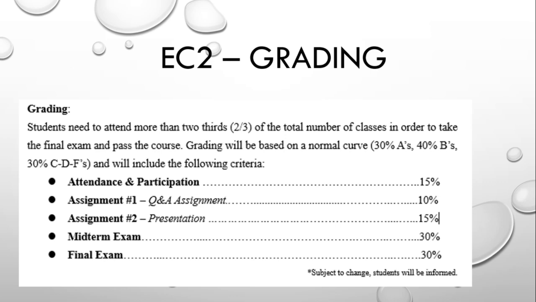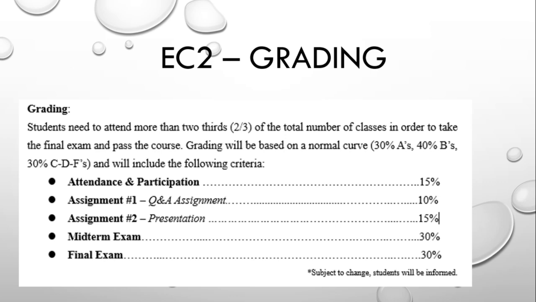Grading will be based on a normal curve, and that means 30% of the class can receive an A, 40% of the students can receive a B, and the final 30% will receive either a C, a D, or an F. Again, this is the Hanyang grading curve. It's not my curve. It's not my decision. This is out of my control. I must follow this for this course.